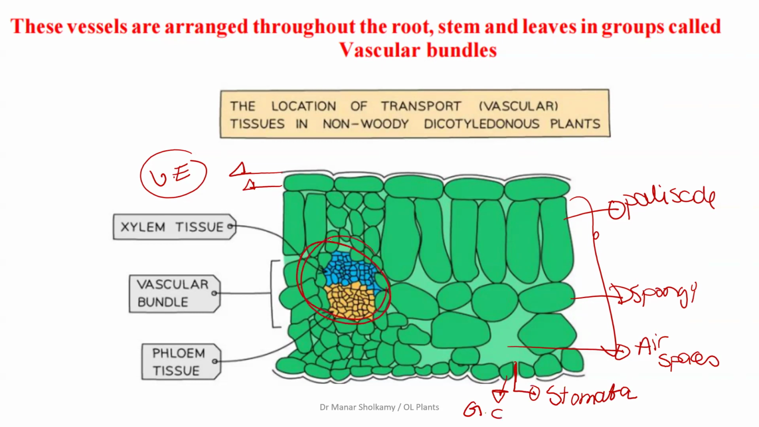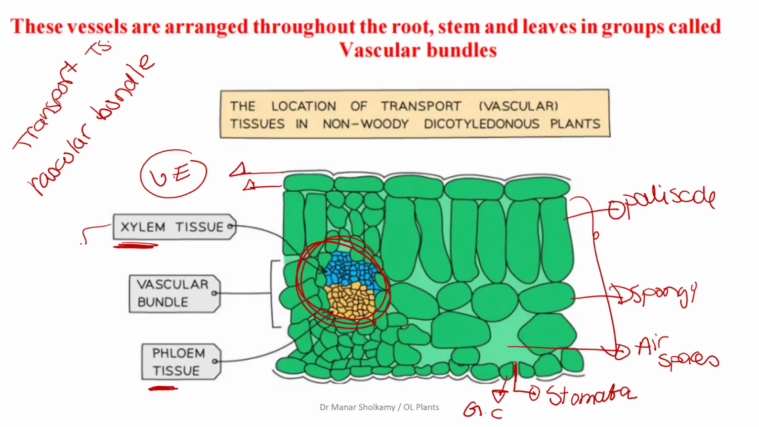Now, this is the transport tissue. This is called the vascular bundle or the transport tissue, any one of those, so that you are familiar with both. And it is made up of xylem and phloem. Each one of them transports something different. The xylem transports water and ions dissolved in the water, and the transport of water and ions is called conduction.